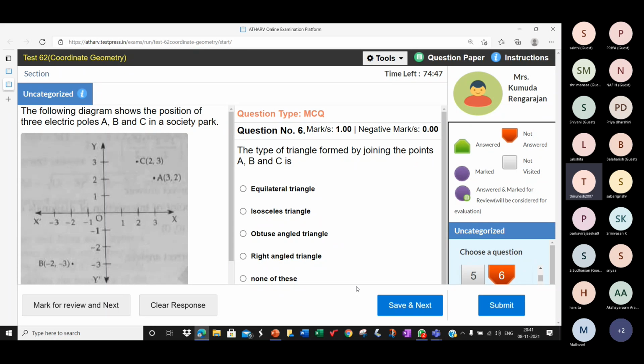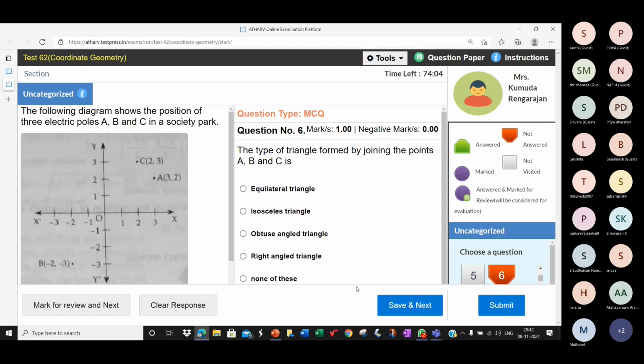So we find that AB square plus AC square... because you said AB square is 50 units, AC square is 2 units, and BC square is 52 units. So we find that AB square plus AC square is equal to BC square.